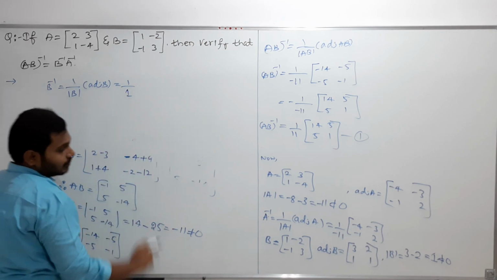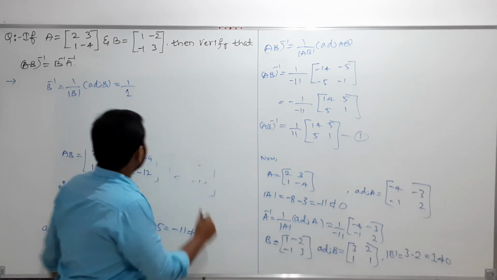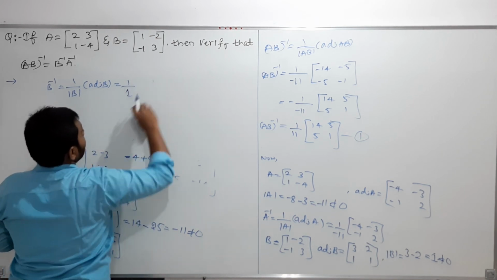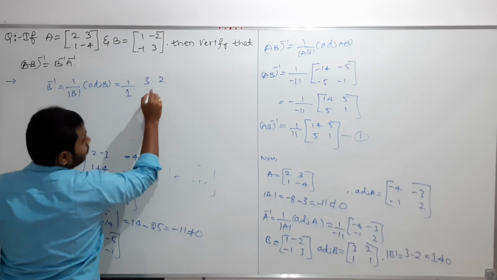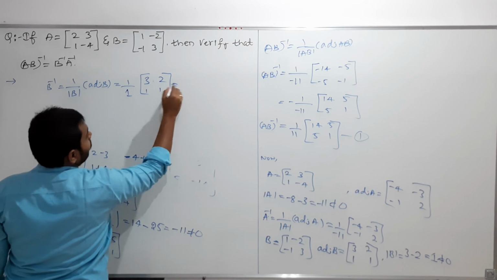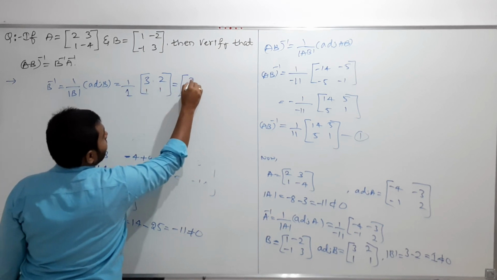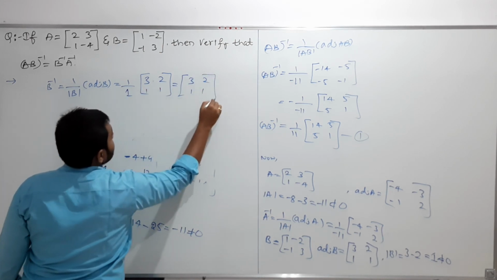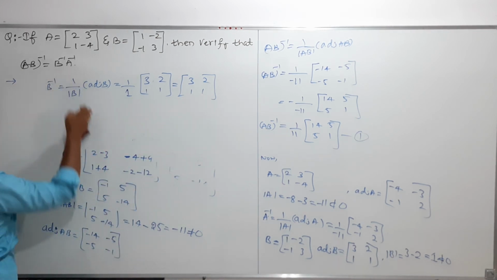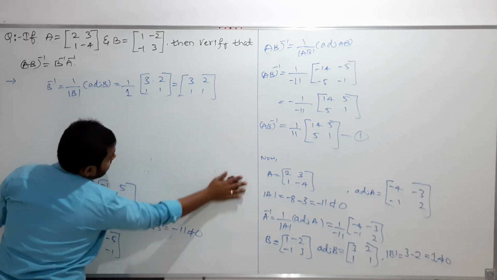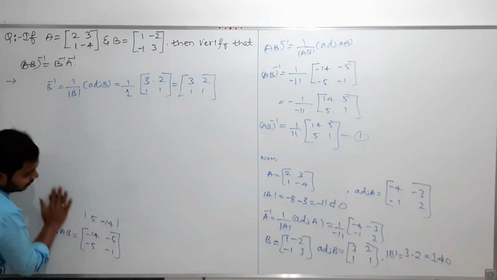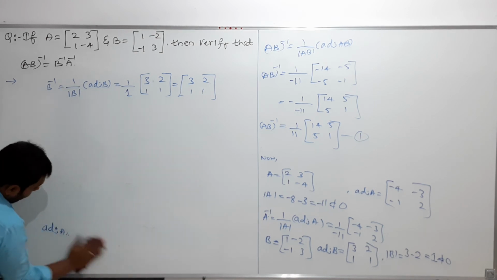And what is the adjoint of B? Adjoint of B is here, 3 2 1 1. And 1 by 1 is 1 itself, so leave that. Directly I will get this 3 2 1 1 as your B inverse value. Now what should I check, my students? B inverse into A inverse. Clear? So B inverse value I know, as well as the A inverse value I calculated.